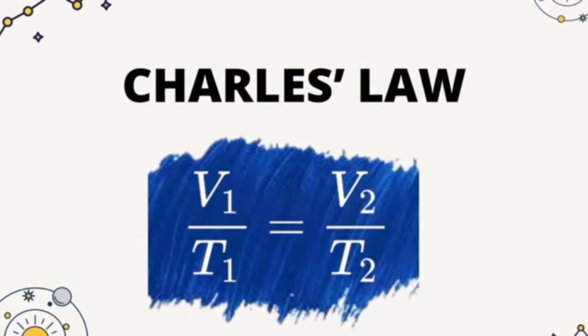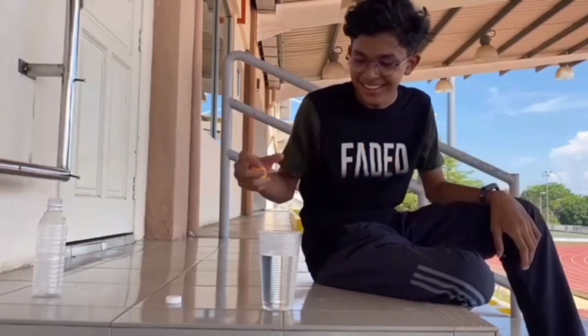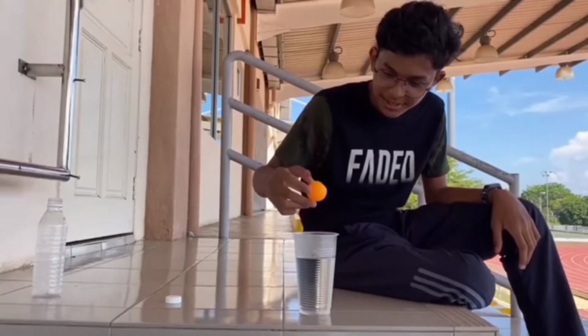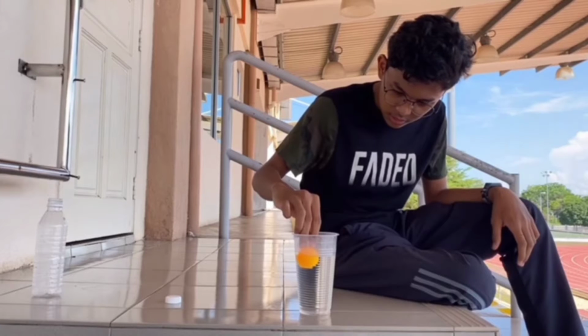Charles' law states that the volume of a gas is directly proportional to its absolute temperature, assuming the quantity of a gas and the pressure remain constant. Firstly, we need a ping pong ball, a cup and hot water. Pour the hot water into the cup, then put the ping pong ball into the hot water.